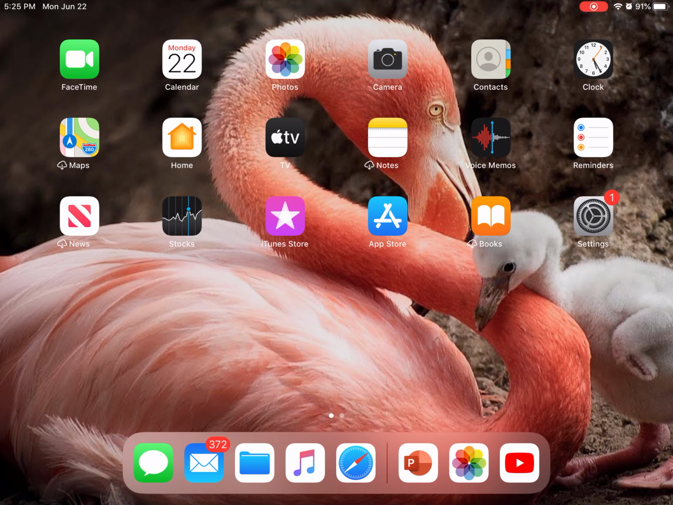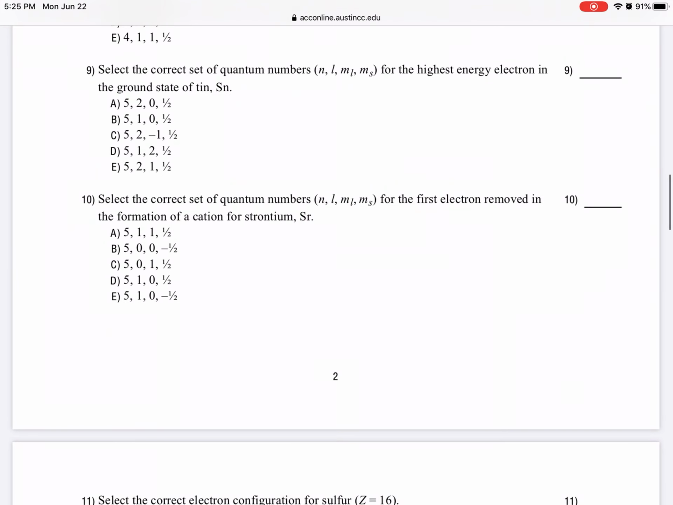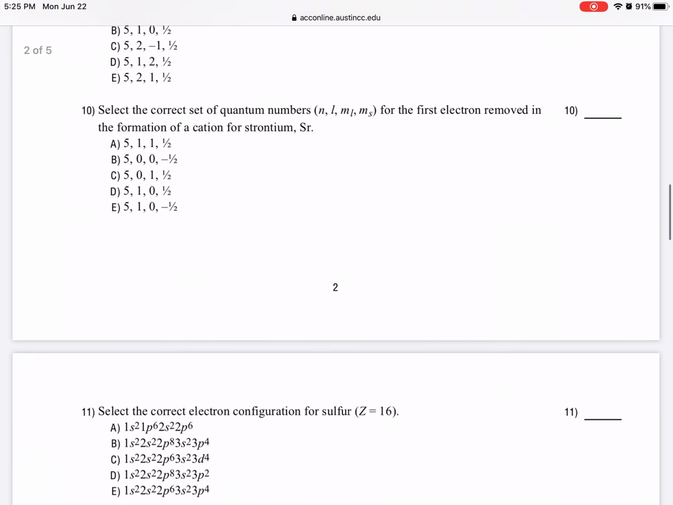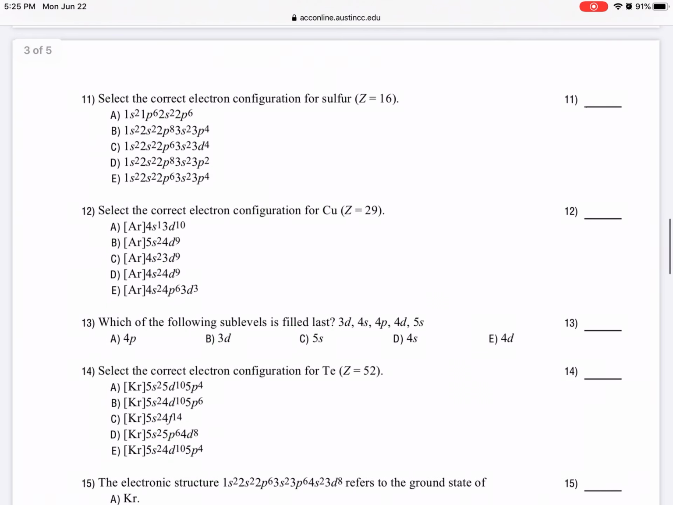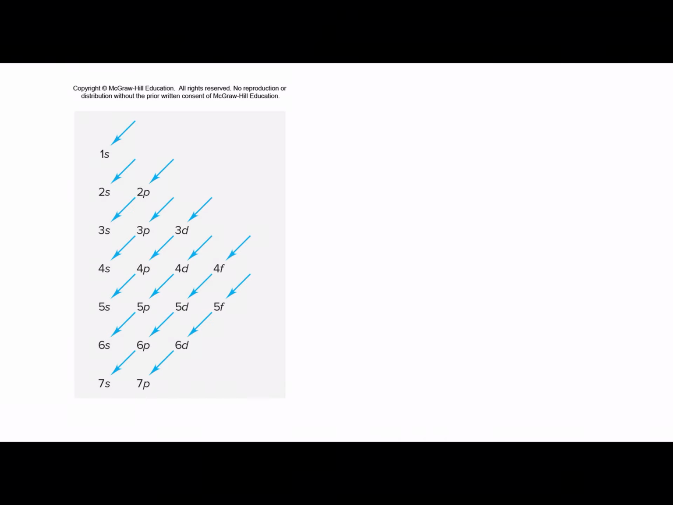Okay, so let's start from problem 11. So we did problems 1 to 10. Now let's look at number 11. Select the correct electron configuration for sulfur. Z equals 16. Okay, let's see how we can write the electron configuration. Sulfur is 16. Now, this is a good aid for you to figure out how to fill the electrons.